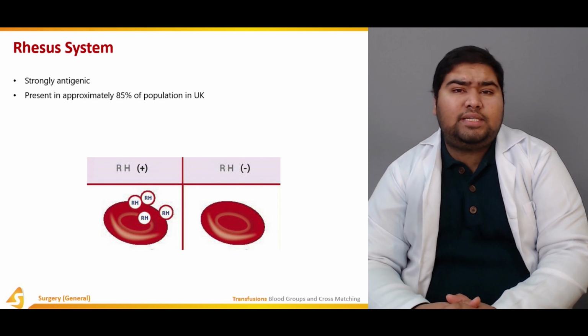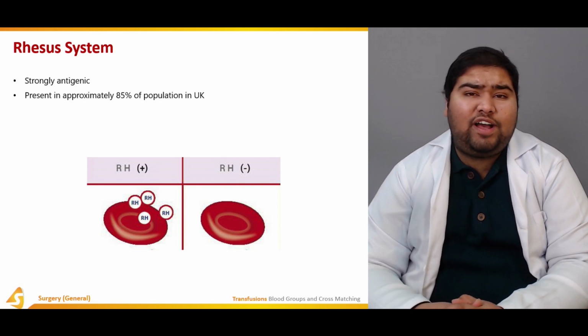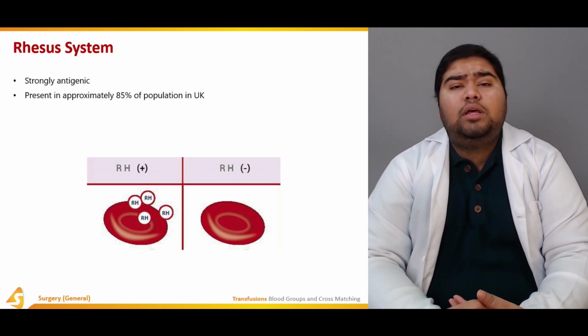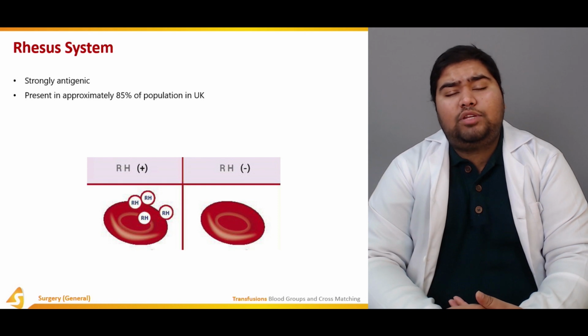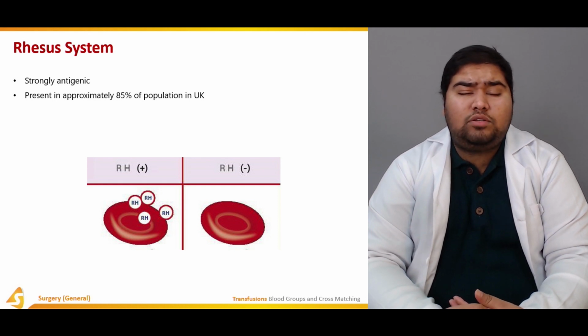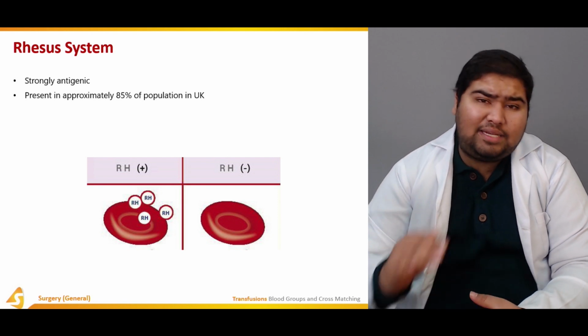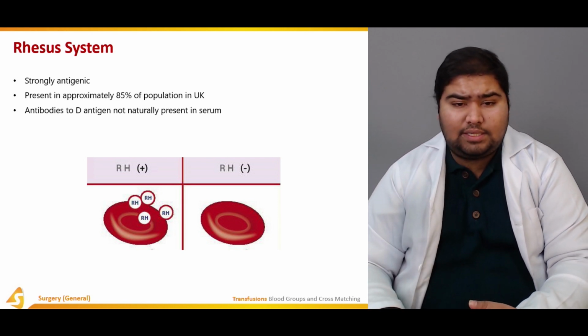Now it is present in approximately 85% of the populace in the United Kingdom. So it was one of the references I could find in the literature. So 85% of people in the United Kingdom can be categorized according to the Rh system.